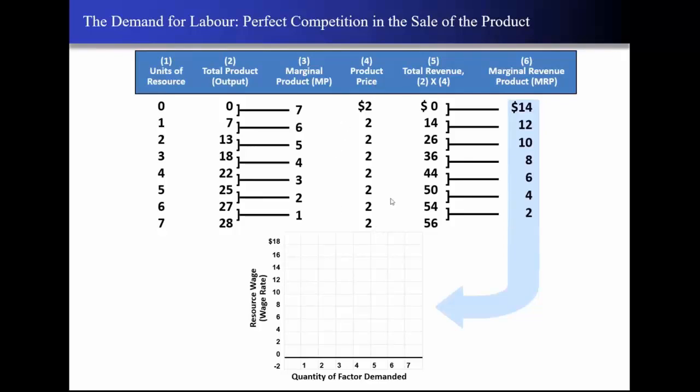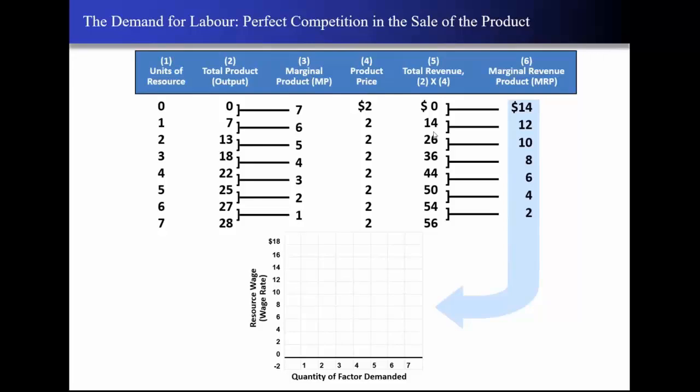To get the marginal revenue product, we'll talk about that in a sec. First, let's look at column 5. Column 5 is just the total revenue. So total revenue would just be equal to the total product times the price, so column 2 multiplied by column 4. Right? So if we hire one worker, they're going to produce 7 units. We're going to get $14 for that, right? 7 units times 2. And so the total revenue is 14. And so then the marginal revenue product of that first worker is also 14.